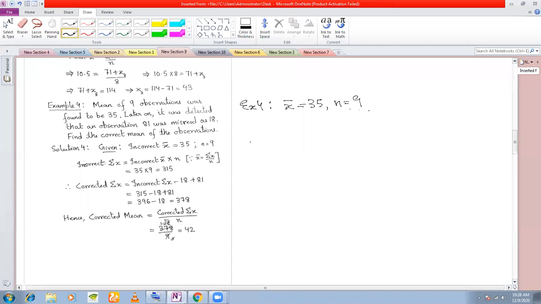It happens, human mistake. Normally, when you are finding a mean, you have crores and crores of numbers, and from that you have to find out the mean. So it is quite possible that you can make errors. But for the sake of this problem, they have given you 9 observations. One observation was actually 81, but he misread it as 18. Therefore, definitely he'll get the wrong mean. Now the question here is, what should be the corrected mean?